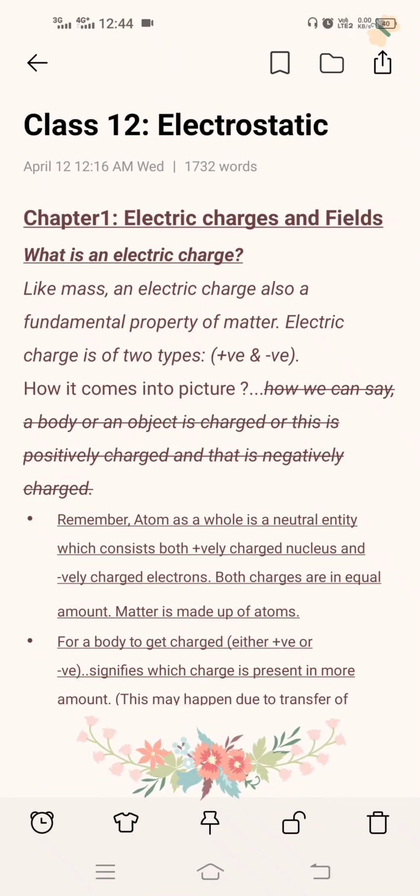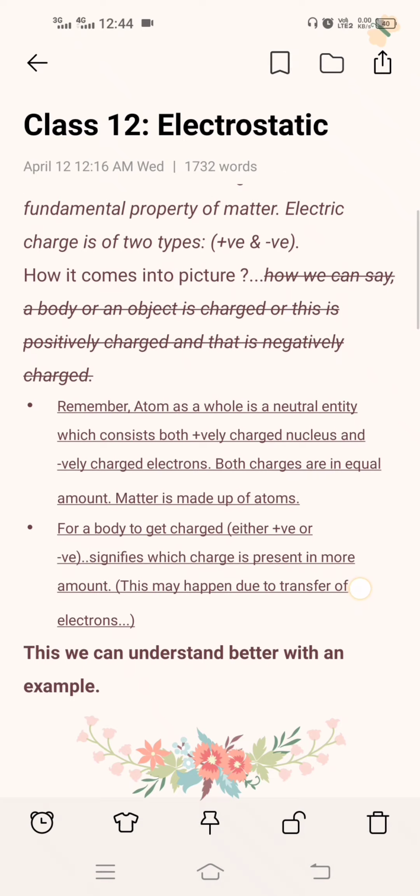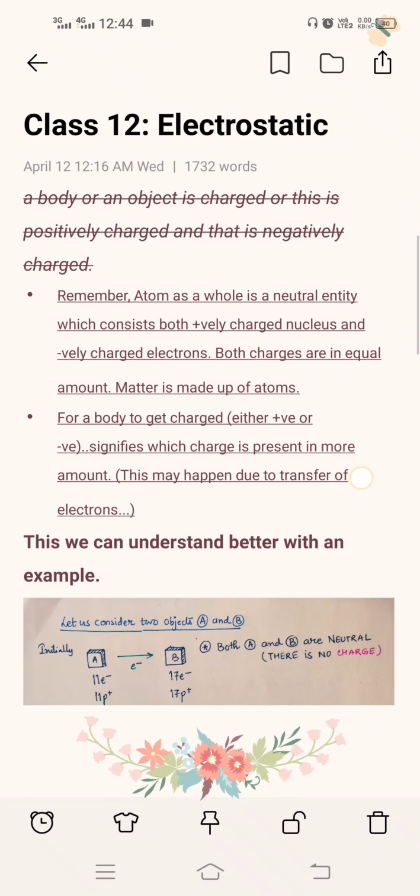Hello everyone. Previously we have discussed charge, its types, and how a body acquires charge, and now we will discuss the process of charging and the basic properties of charge.